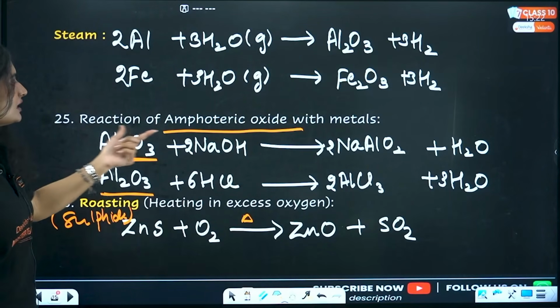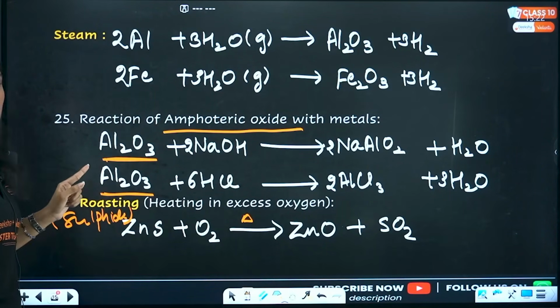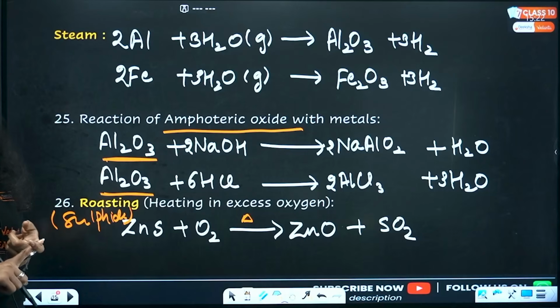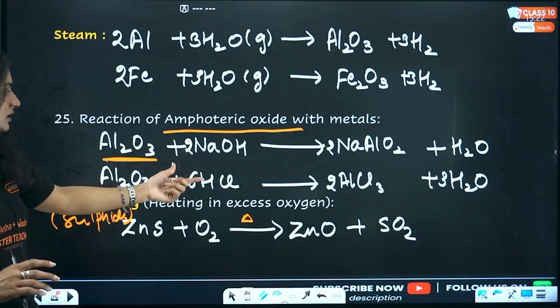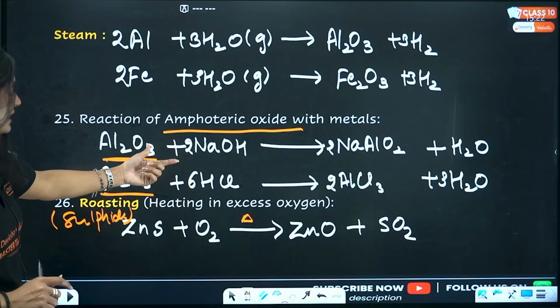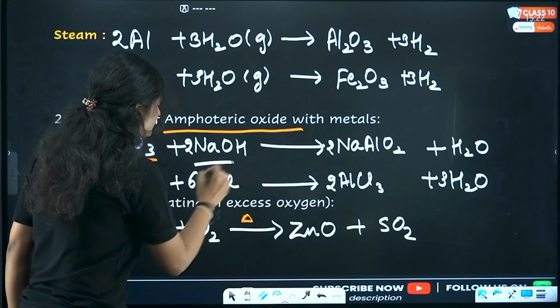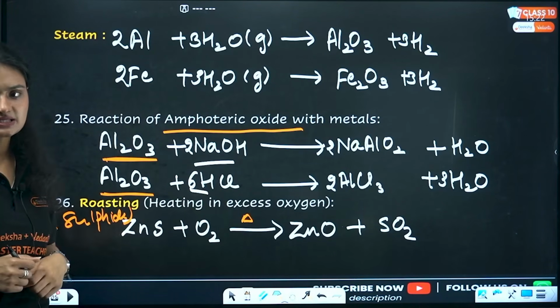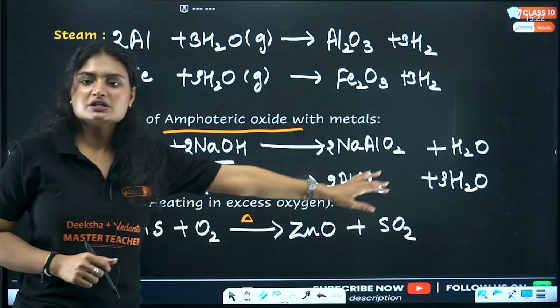Right? Now amphoteric oxides, they react with both. Amphoteric oxides react with both acids and bases. Like, what do they form? They form salt plus water.